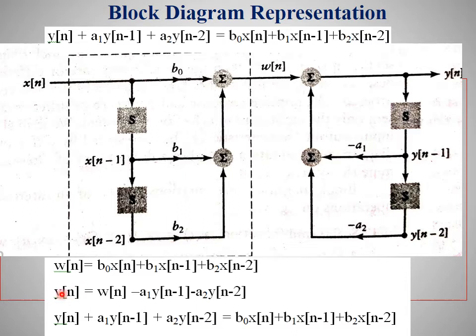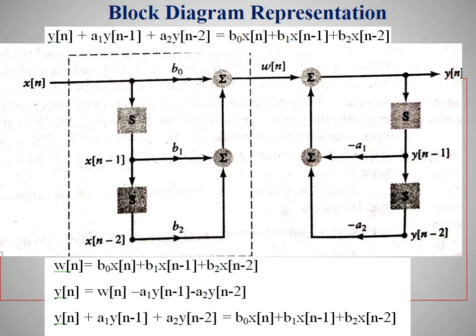The next one is, since we have got this as w of n, y of n would be equal to, as has been given here, w of n minus a1 y of n minus 1 minus a2 y of n minus 2. As this is w of n, y of n would be w of n minus these two terms. That is exactly what has been written here. And finally, we could see that when we rewrite these expressions, this is what has been obtained as the difference equation which was considered at start.